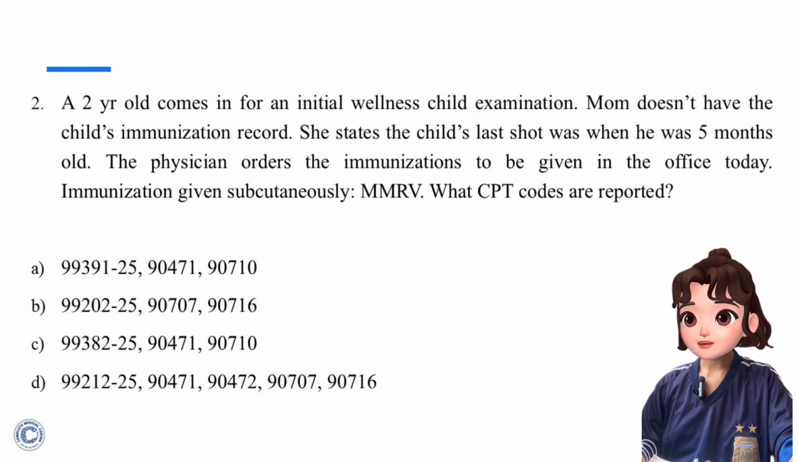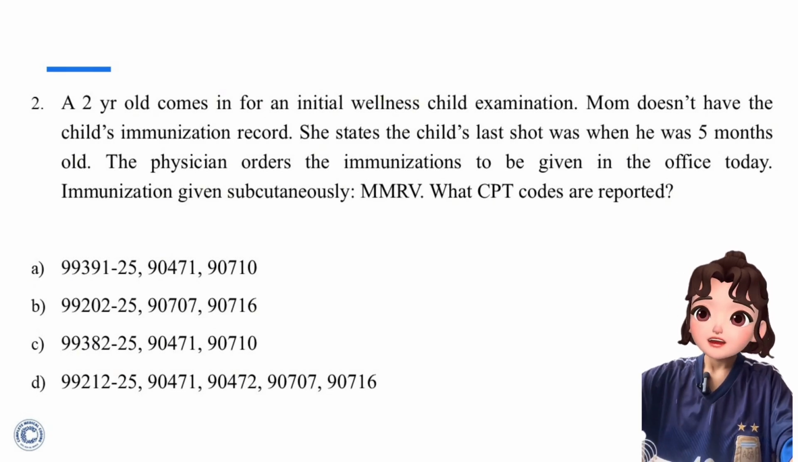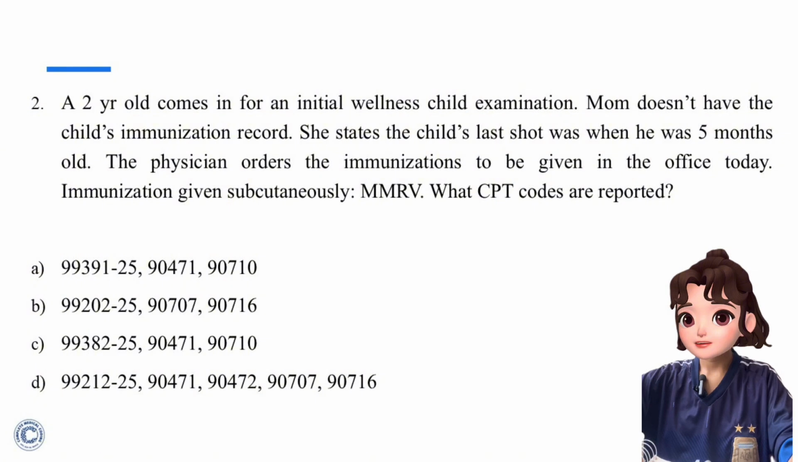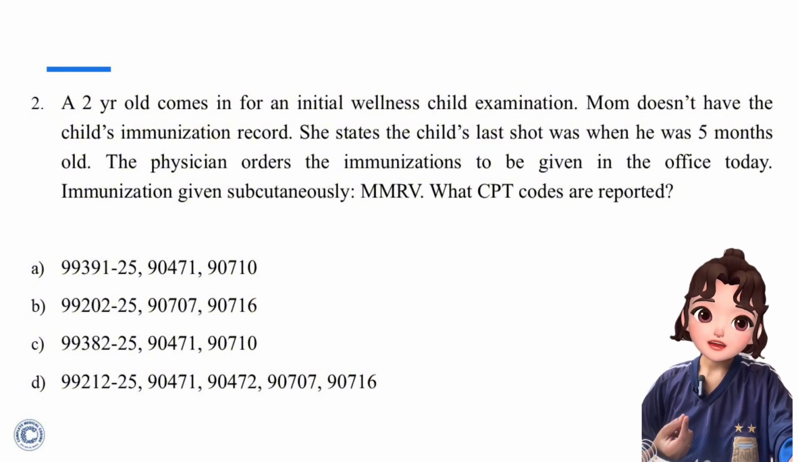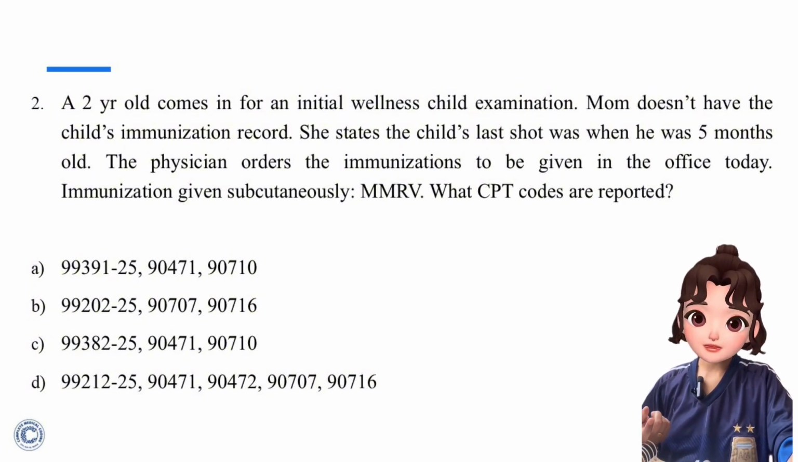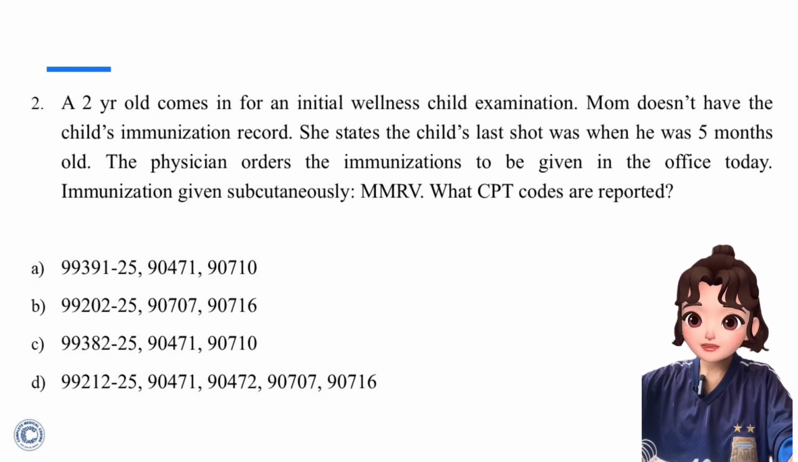Here, the question does not mention whether the patient is established or new. It's just mentioned a 2-year-old comes for an initial wellness child examination. So this is a new patient, because it is the starting, the first visit, the initial examination. So this should not be an established code. So option A is wrong.